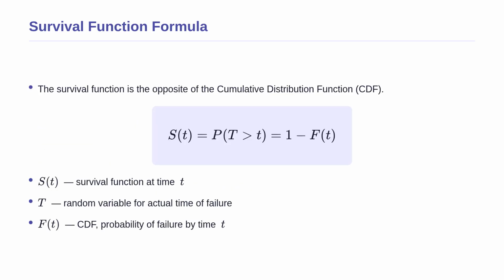Let us look at the mathematical form of this concept. The survival function, S of t, is the probability that the actual failure time, capital T, is strictly greater than our target time, lowercase t. This is closely related to the cumulative distribution function, or CDF, written as F of t. The CDF measures the exact opposite, the probability that the event has already happened by time t. Because a subject either survives past time t or fails by time t, these two probabilities must perfectly add up to 1 or 100%. So, if you know the CDF, you can always find the survival function by simply subtracting it from 1.